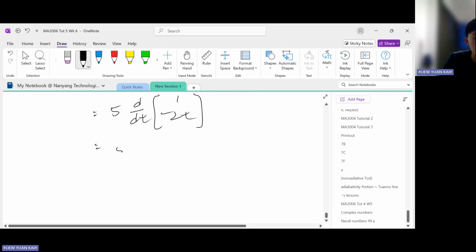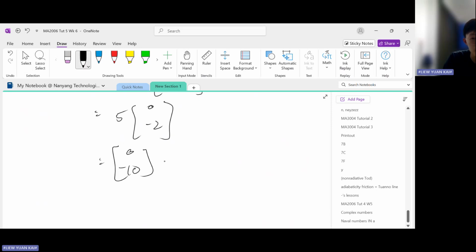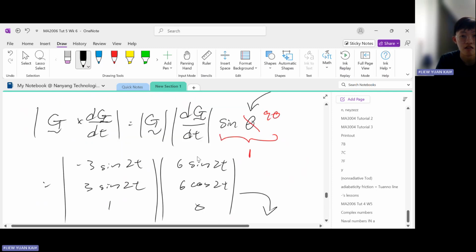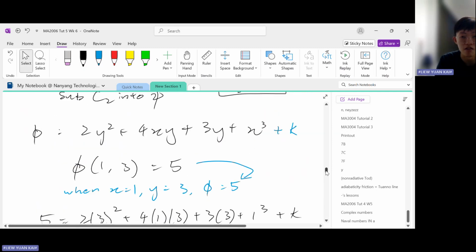So the first entry will become 0. The second entry will just become minus 2. And then you multiply it in. So 0, minus 10. You can write your force like this, or you can write it in ijk. If it's in ijk, it'll be minus 10j. So that's all for this tutorial.